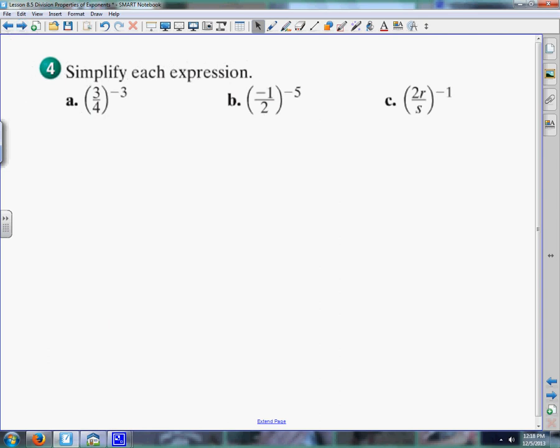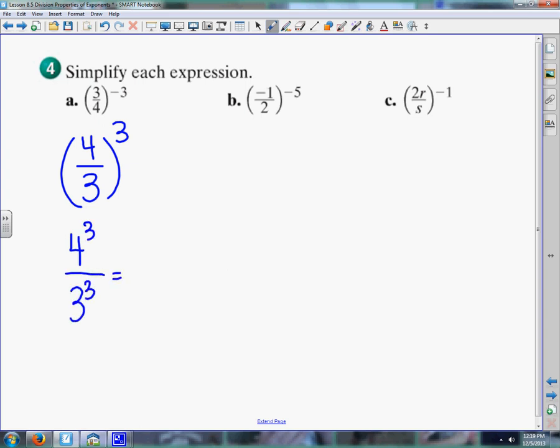So simplify each expression. So I'll show you how to do A. So 3/4 to the negative third is going to be 4/3 to the third. I flipped my fraction and I made my power positive. So then you're going to get 4 to the third over 3 to the third. 4 to the third power is 64, and 3 to the third power is 27. And then you do 64 divided by 27, and you can leave it like that, or you can write 2.37 if you did it on your calculator. Either way.